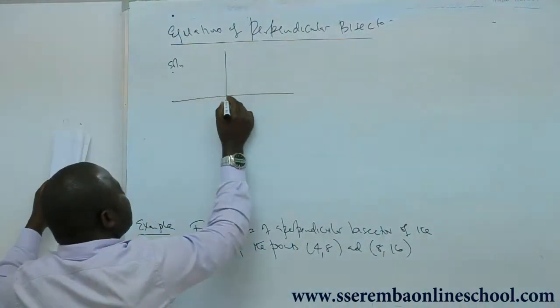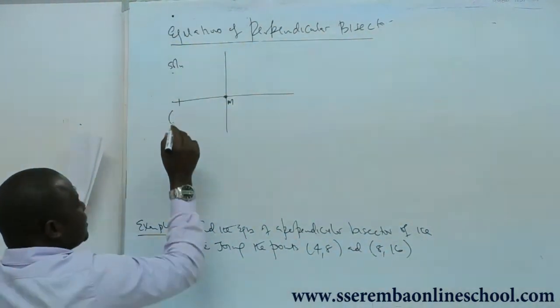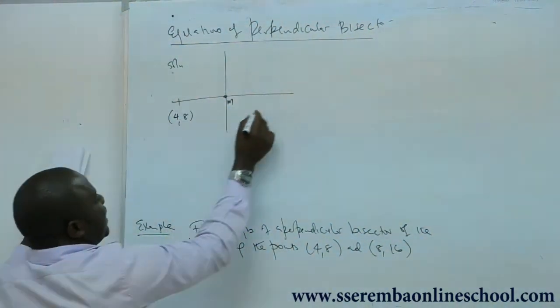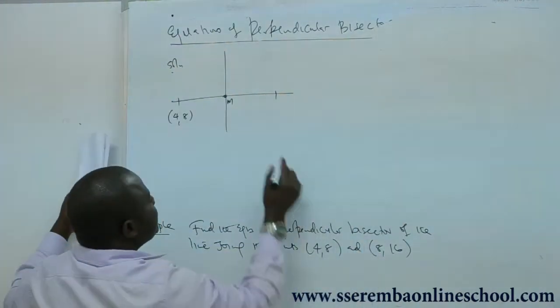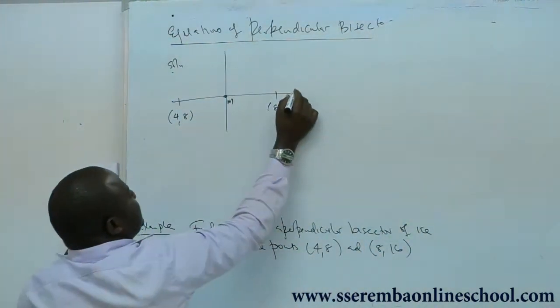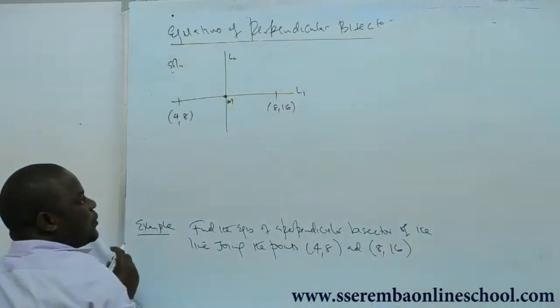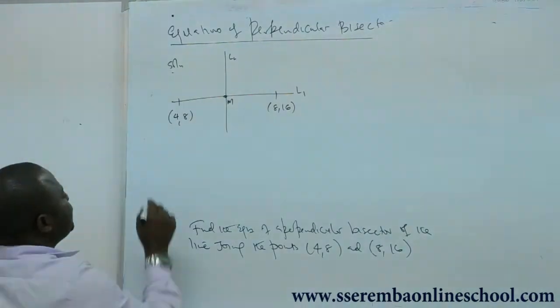I know this line must pass through the midpoint. So the point where it passes first is 4, 8, and this line passes through this point, 8, 16. So very good. So this is the line L1, this is the line L2. So we need to get the midpoint. That's the first step we do.